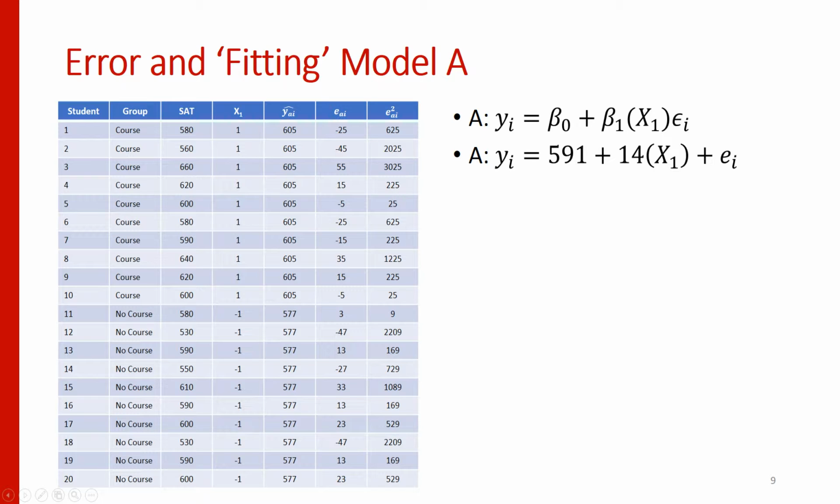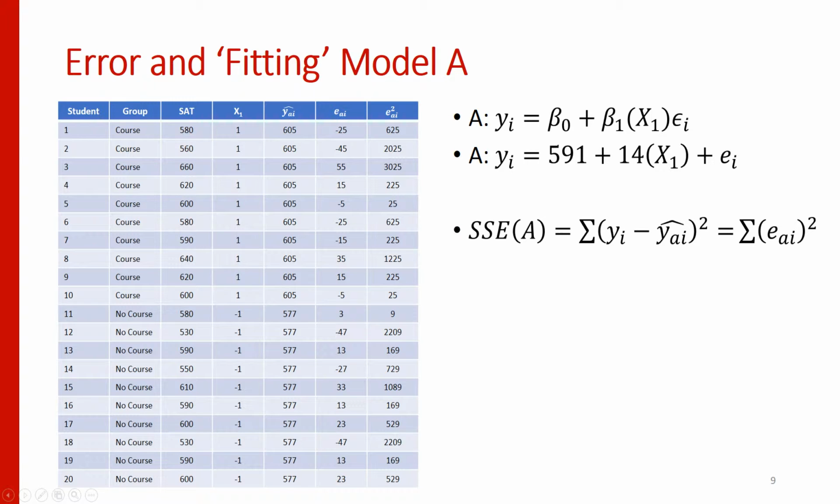So for everyone who took the course, they're going to have an intercept of 591 plus 14 times 1, which gives us 605. So 605 is our estimate for everyone in that group. For everyone who didn't take the course, it's 591 plus 14 times -1, or 591 minus 14, which leaves us with 477 for everyone who didn't take the course.